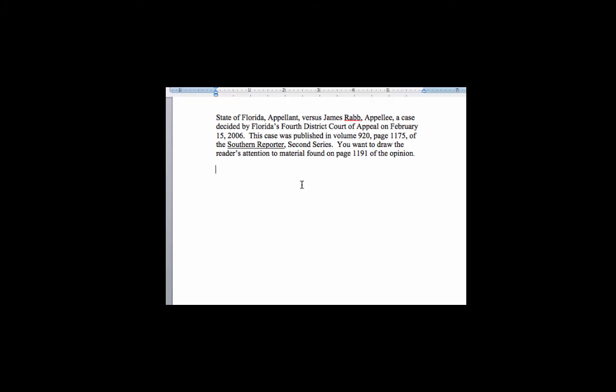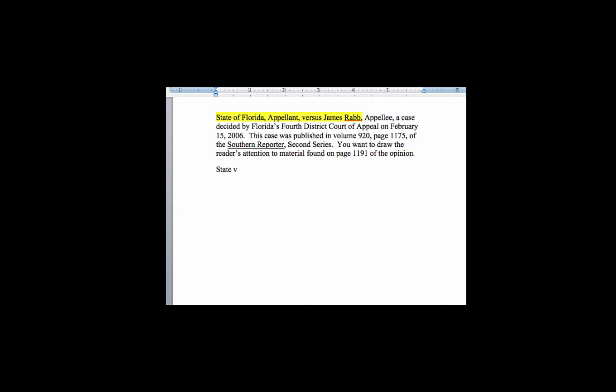Okay, so State of Florida, Appellant, versus James Rabb, Appellee. Here are our party names. Okay, so this is important, and also it might be kind of confusing. When you have State of Florida, you're obviously going to be able to omit some words from that. Because this is a case that took place in a Florida court, you're able to eliminate "of Florida." So you're just going to keep State.